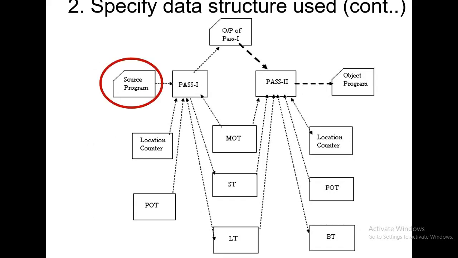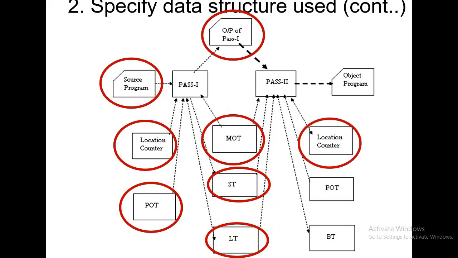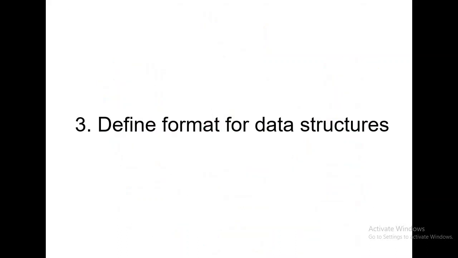See here, the source program is given to pass 1. Location counter, POT, MOT, symbol table, literal table are the outputs of pass 1, and all these things are given as an input to pass 2. Then again it generates the location counter, POT, base table, and object program.